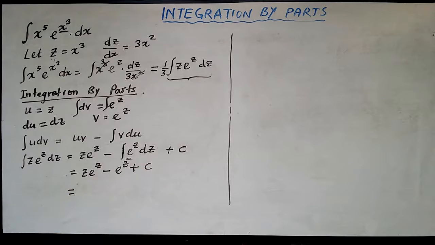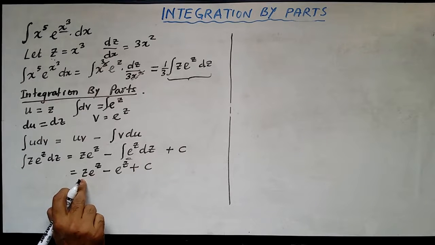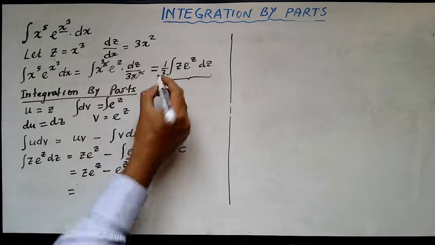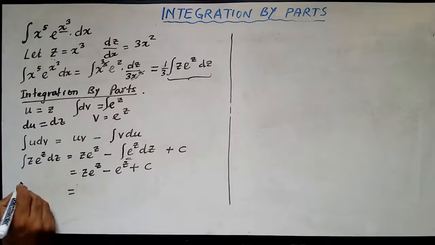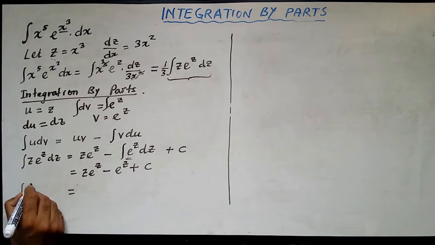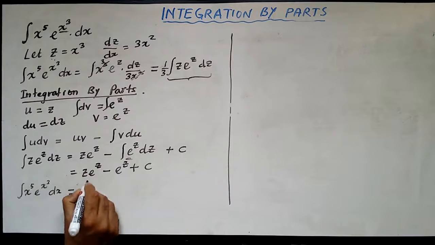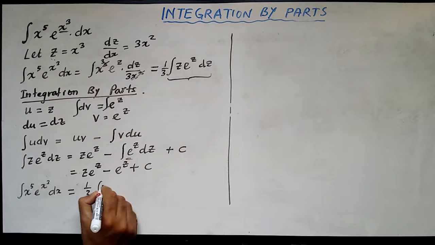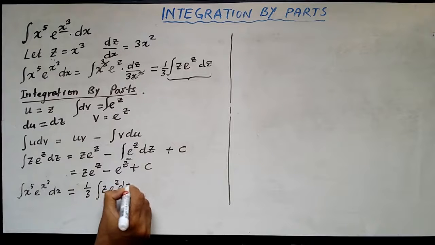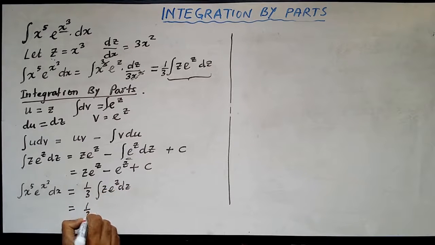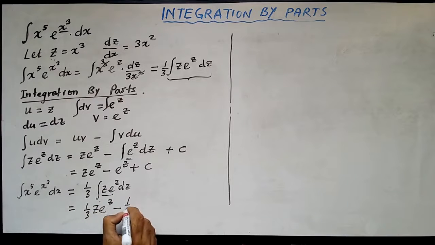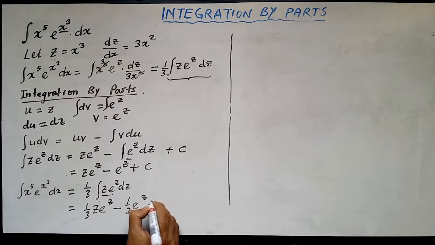So now we have nothing left but to substitute back the values of z again. But since this was 1/3 of this one, the integration of x to the power 5 e to the power x cubed dx is equal to 1/3 of the integration of z e to the power z dz, which is equal to 1/3 z e to the power z minus 1/3 e to the power z plus c.